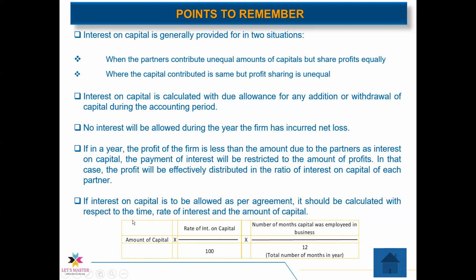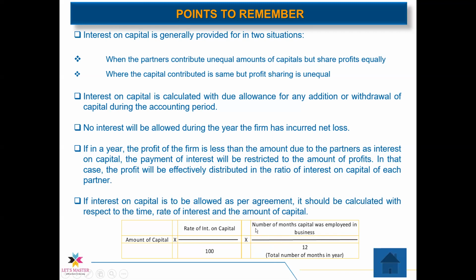And for calculating the amount of interest on capital, the formula that you can use is amount of capital multiplied by rate of interest on capital divided by 100, multiplied by number of months capital was employed in the business upon 12, the total number of months in a year.